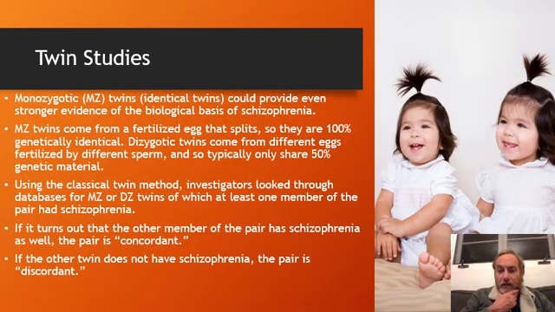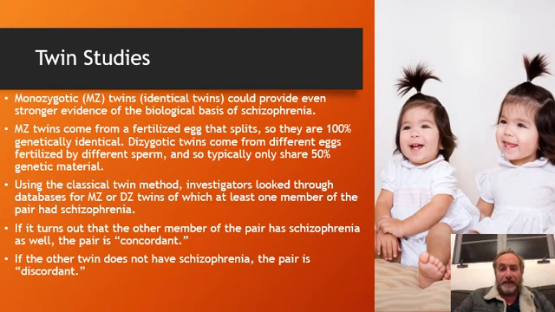Another way of addressing this issue is to use twins. So monozygotic twins are what we call identical twins, right? They come from a fertilized egg that splits, 100% genetically identical. Dizygotic twins, what we call fraternal twins, come from different eggs that are fertilized by different sperm, and they both gestate in the womb at the same time and are born at the same time. So typically they'll share up to 50% genetic material.